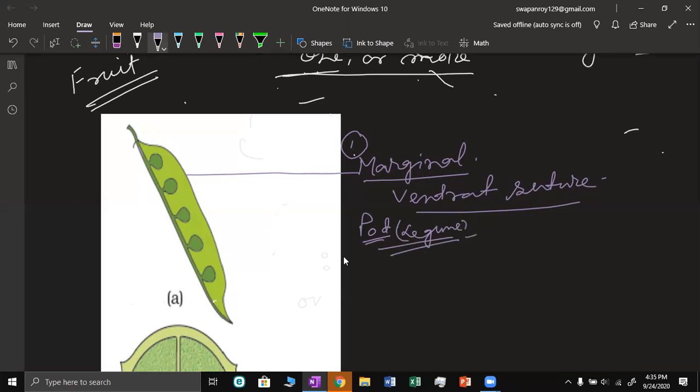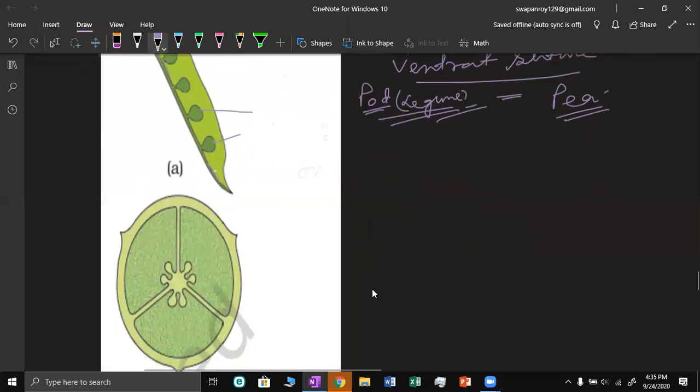It is a bivalved structure, and the two parts of the fruit are joined. On the ventral joining, the part where it is joined, the seeds or the ovules are attached. So it is called marginal, and this marginal placentation we find in the case of pea.